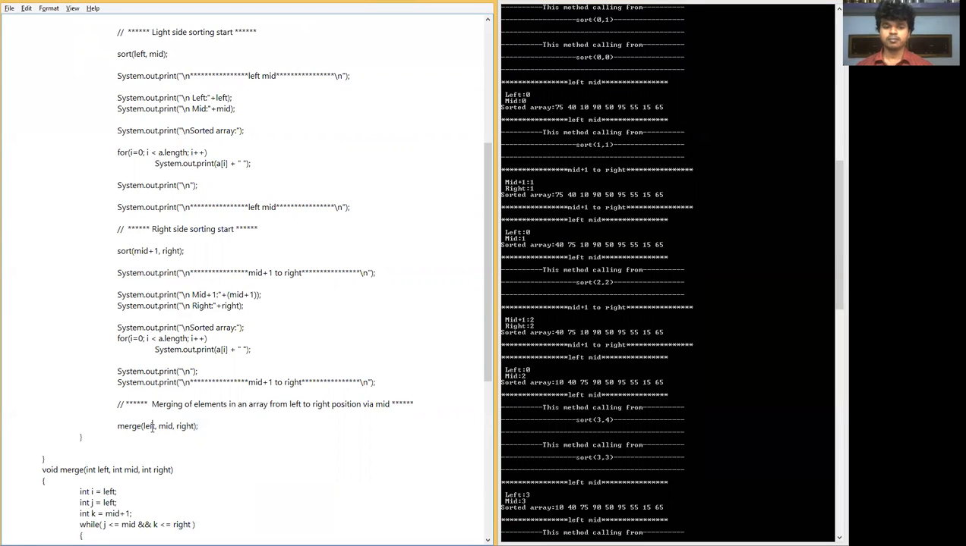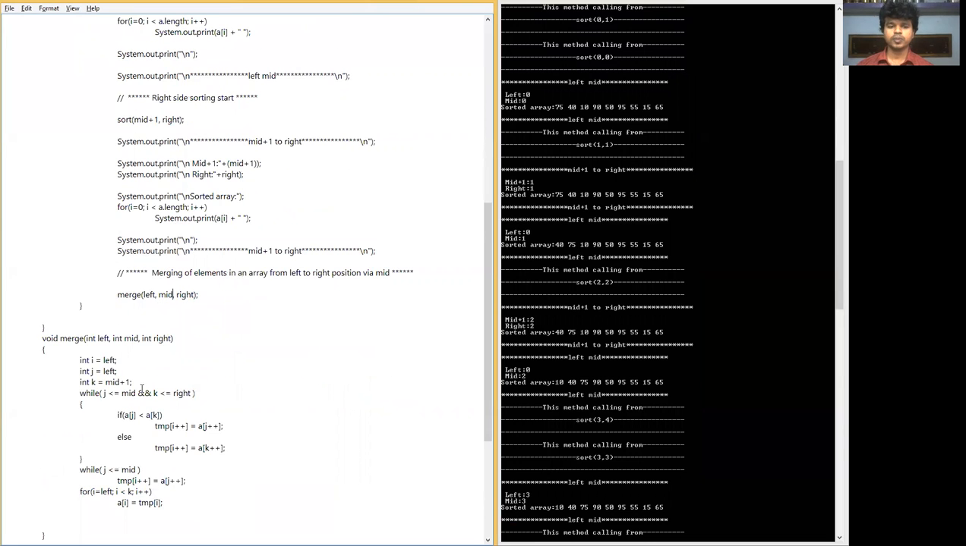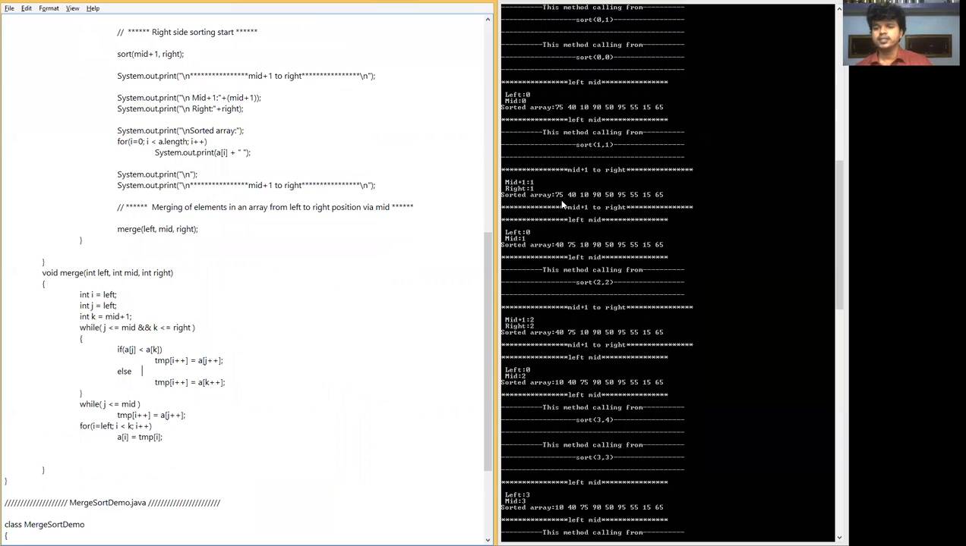Here left is nothing but 0, right is nothing but 1, mid is nothing but 0. So this method is going to be called here, and 75 is compared with 40. The smallest element is going to be in the first index, and 75 is the largest element between these two items. So 75 is at the first index. So these two are in sorting order, ascending order.